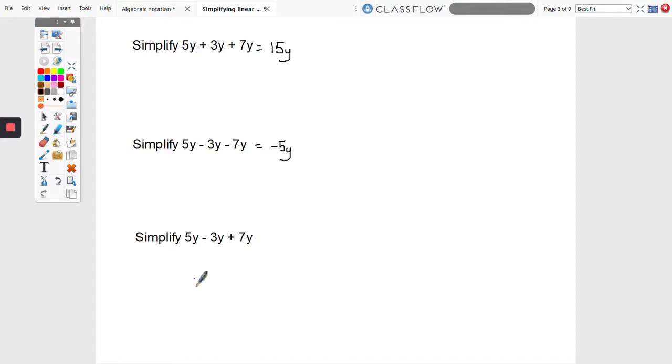Simplify 5y minus 3y plus 7y. So again, I shall work from left to right. 5y minus 3y is 2y. 2y add 7y is 9y.